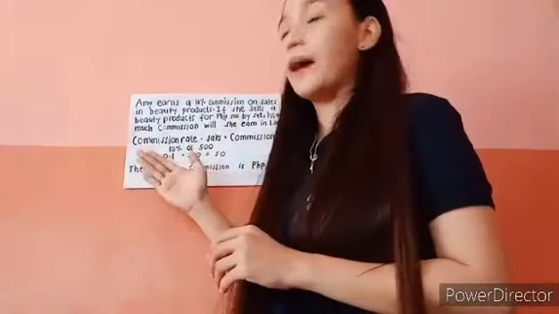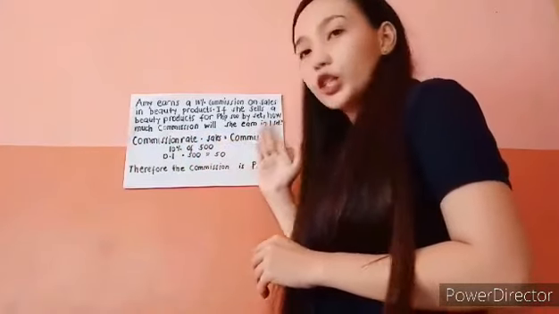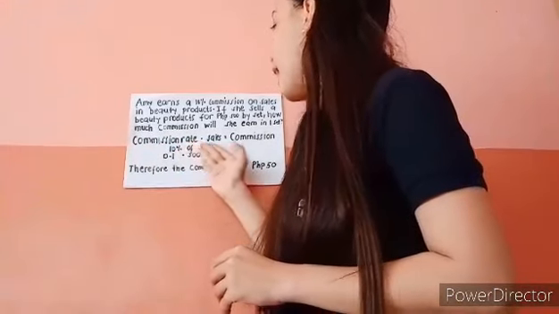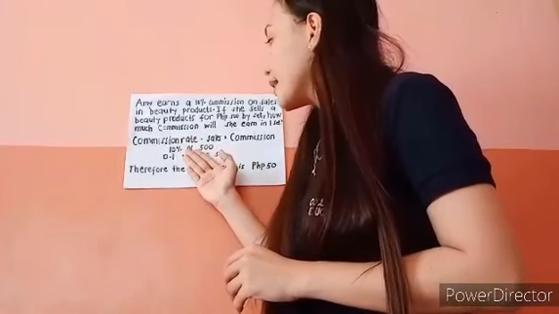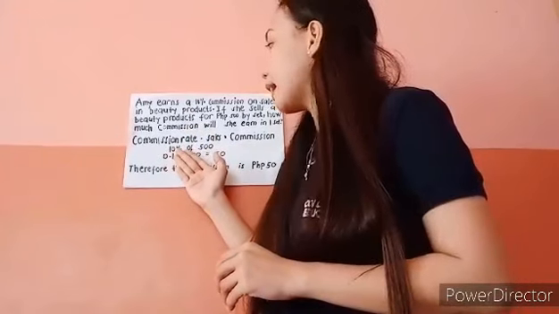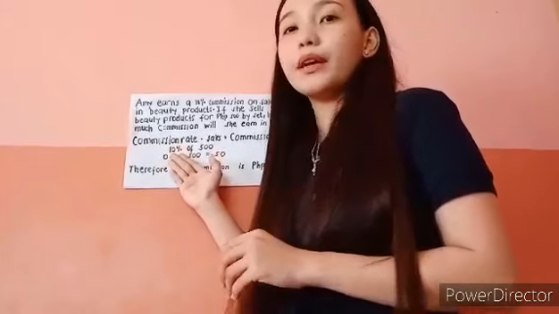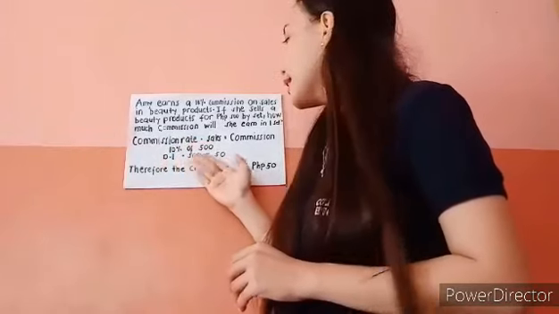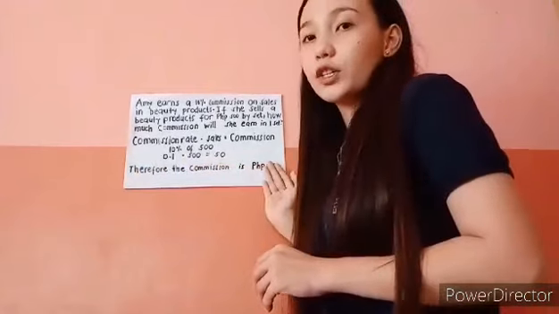So, here is the formula. Commission rate multiplied by sales is equal to commission. So, our commission rate is 10% of 500 pesos, which is the sale. So, remember that of means multiply. So, 10% converting to decimal or 10% divided by 100 is equal to 0.1. Multiply by 500 is equal to 50. Therefore, the commission is 50 pesos.